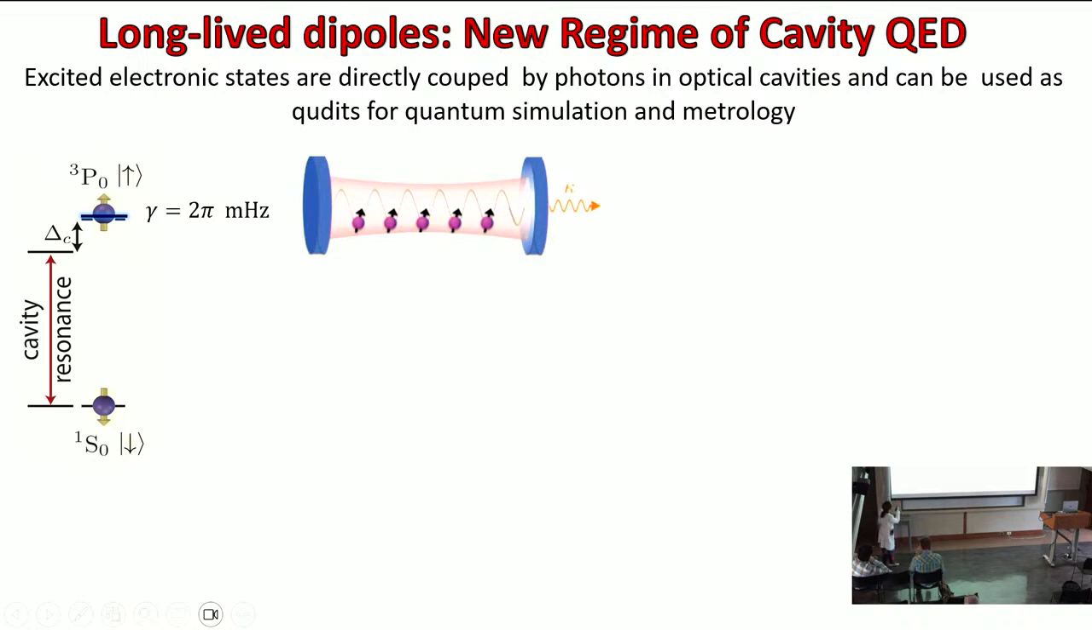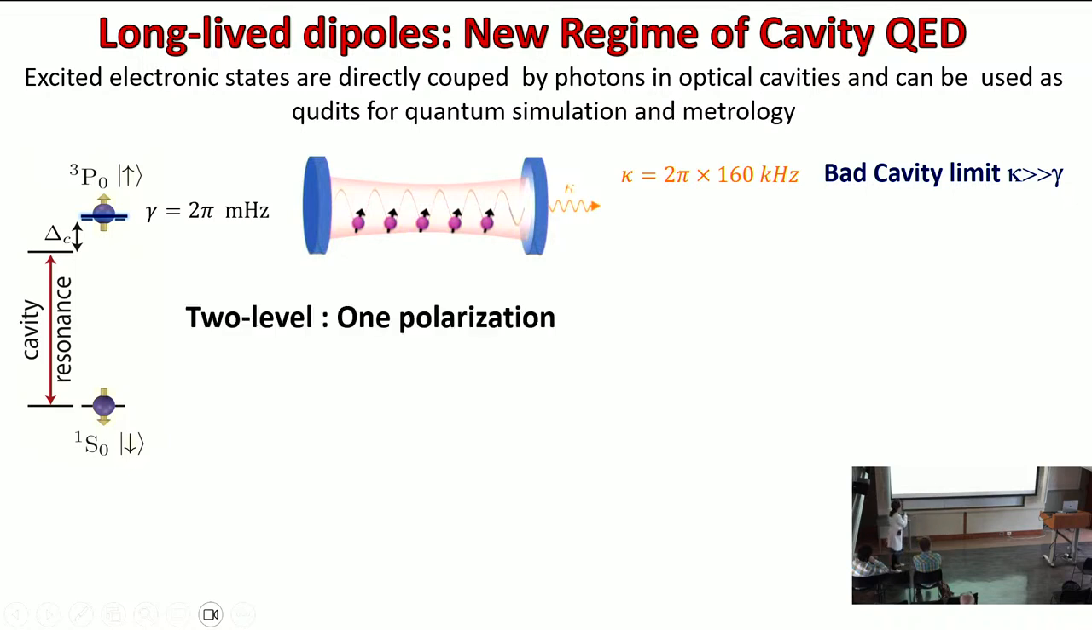Moreover, because we have a very narrow transition, it's unavoidable to have some leakage of light out of the cavity, which is typically of the order of 100 kilohertz. Therefore, in these systems we are going to be in the bad cavity limit, with kappa much larger than gamma.